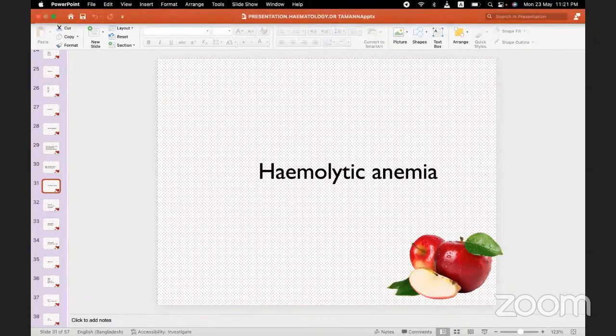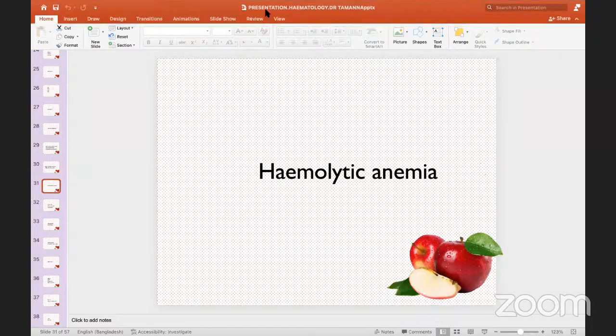Inherited and acquired. Okay. Can you give some example of inherited? Membrane defect, enzyme defects, and hemoglobinopathies. Achha, membrane defect, enzyme defect, and hemoglobinopathies. Why did you say hemoglobinopathies separately? Don't you think membrane defect, enzyme defect is also hemoglobinopathy? Yes, ma'am, it could be.